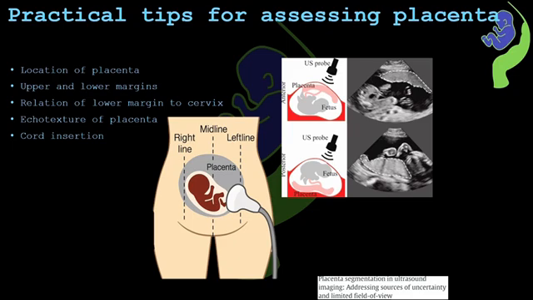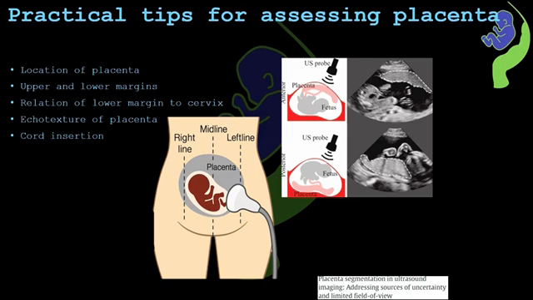Importantly, when the probe is rotated transversely, it is advised to label the image to indicate the lateral orientation. This practice will provide clarity not only for the obstetrician interpreting the report, but also for any other clinician reviewing the scan later in the course of pregnancy. And this will help us in having a consistent understanding of the placental location.